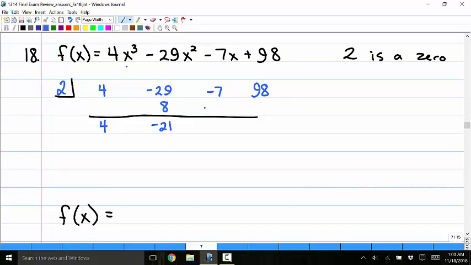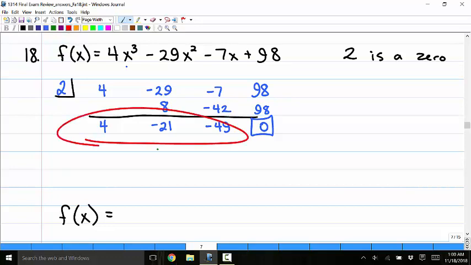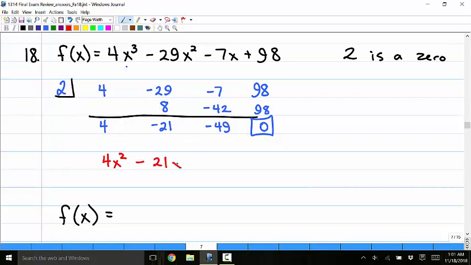Negative 21 times 2 is negative 42. Negative 7 minus 42 is negative 49. Negative 49 times 2 is 98. It was a zero because my remainder is 0. Now this gives me the polynomial 4x squared minus 21x minus 49. I know that that factors to (4x plus 7) times (x minus 7).